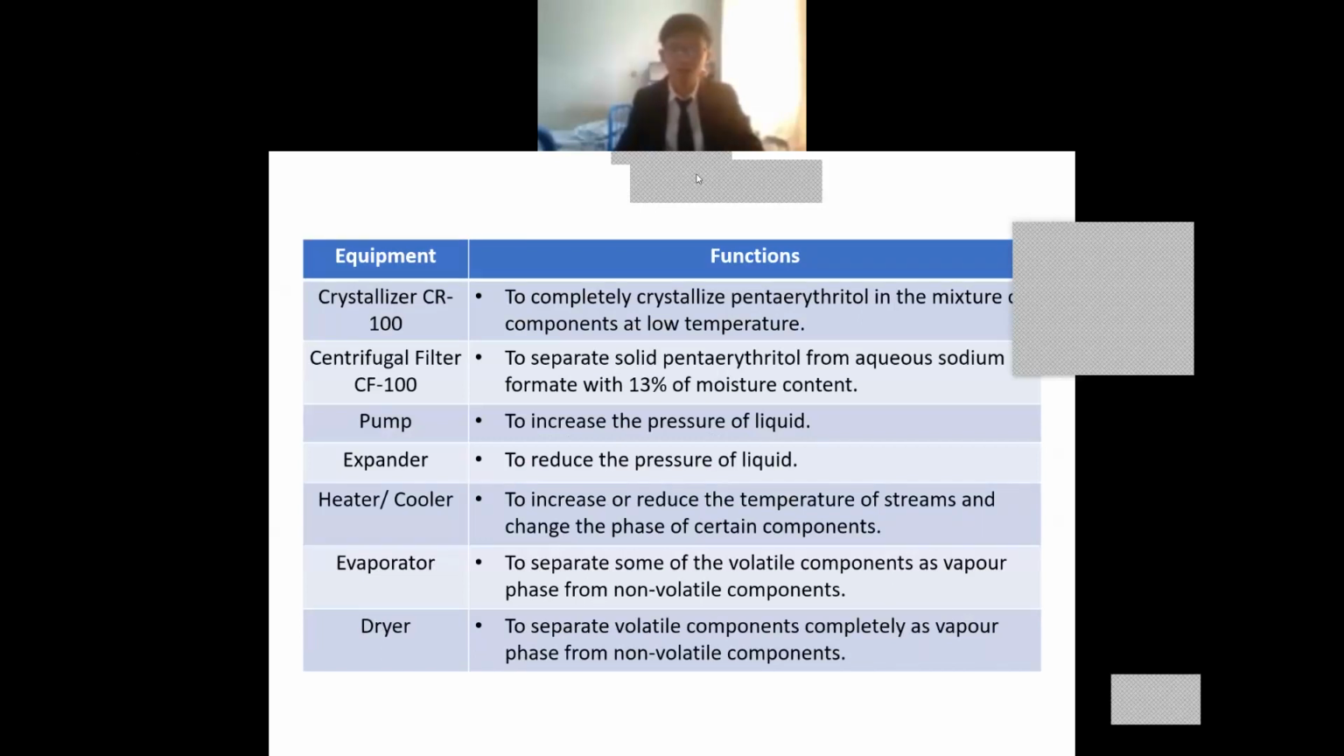Evaporator and dryer are used for the separation purpose for the differences in volatility. Crystallizer and centrifugal filter are used for the separation based on the differences of solubility in water. Pump, expander, heater, and cooler are used for the temperature, pressure, and phase change.